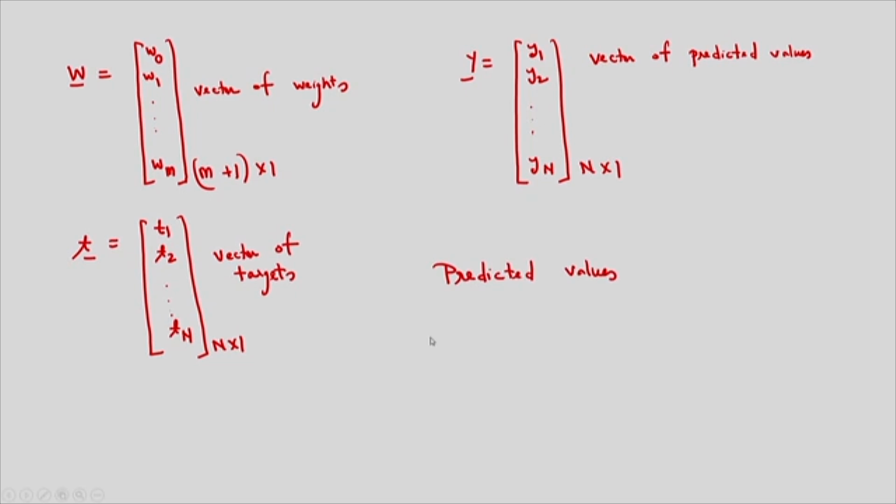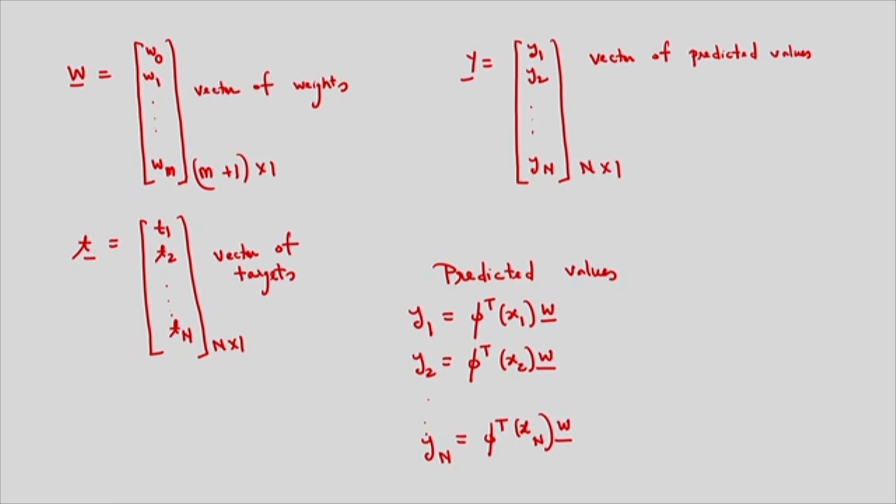The predicted values: y1 is equal to phi transpose x1 w, y2 is equal to phi transpose x2 w, and like this, for all of them, the predicted value yn is equal to phi transpose xn w. So you can see this linear combination of these basis functions gives the predicted value for each of the samples.